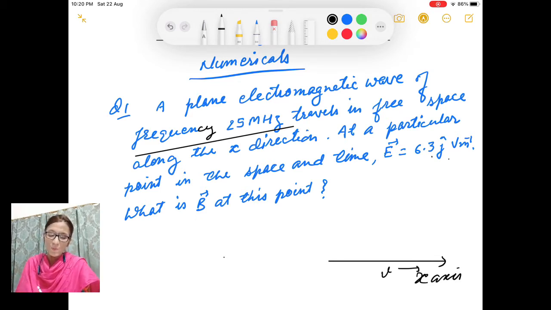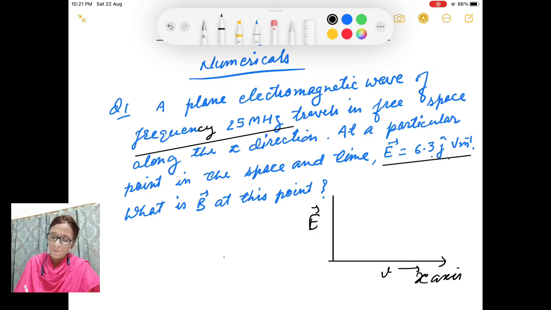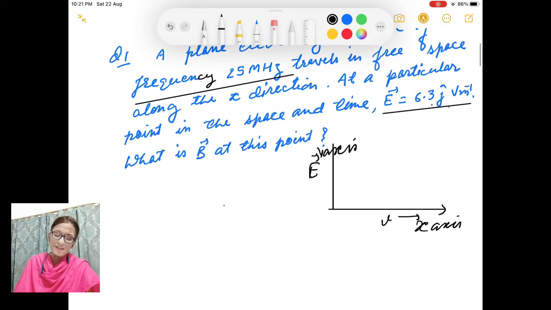At a particular point in space and time, E is equal to 6.3 j cap. The unit vector given is j cap, so the electric field will be along the y-axis only. Now what is the magnetic field vector B at this point?